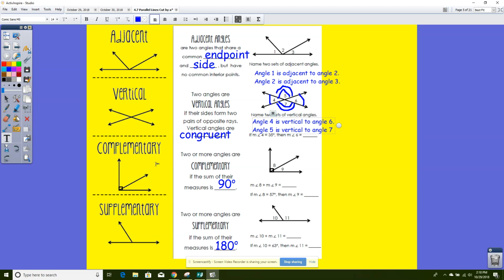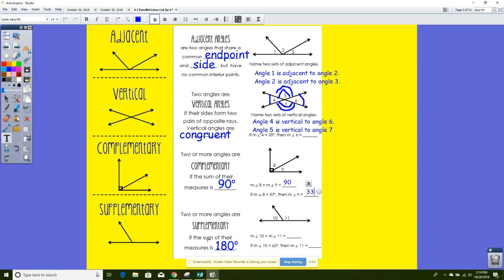All right, the next one is complementary. So complementary angles are two or more angles that have a sum of 90 degrees. So they add up to 90 degrees. So here, angle 8 plus angle 9 would add up to 90. If you get something like this, if angle 8 measures 57, then what is angle 9? You would subtract 90 minus 57, and that would give you 33.